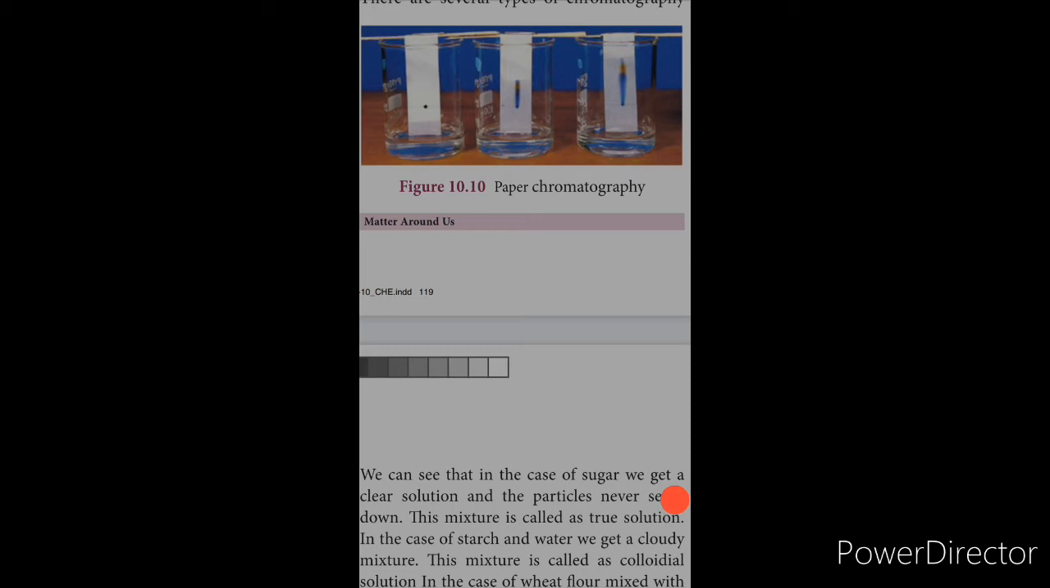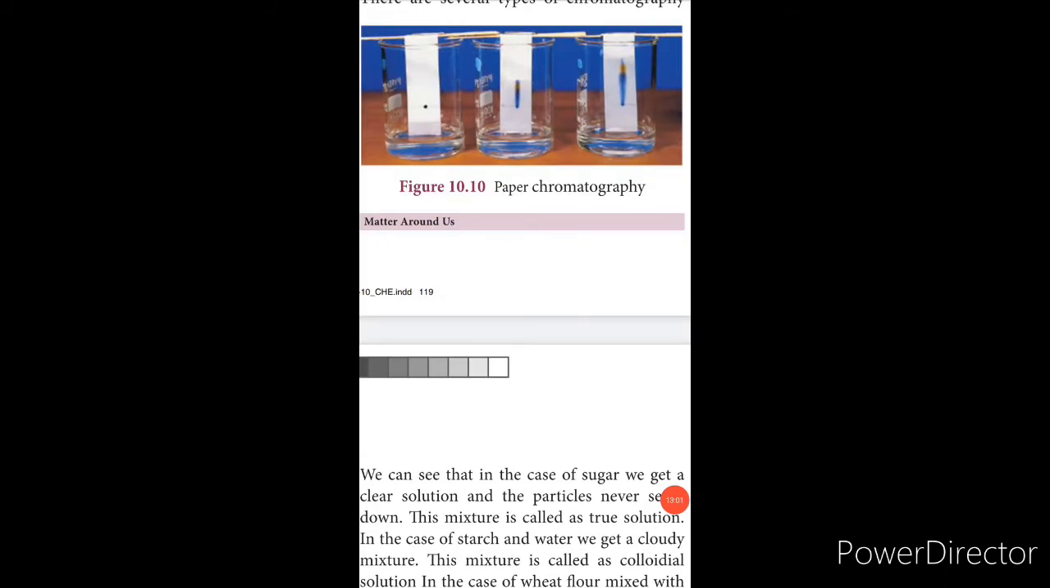Now we'll see what chromatography is. Chromatography is the method in which different colored dyes, or different constituent colors, mixed in the same solvent can be separated. How can it be separated? What is the principle? It is because the constituents have different solubility in the same solvent.